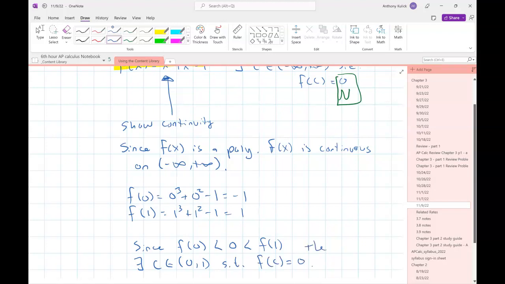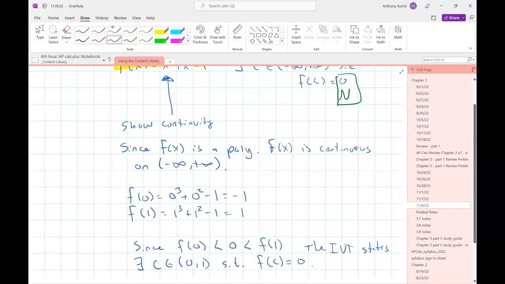I guess I should say the IVT states there exists a C on 0, 1, such that f of C is equal to 0. So all you're doing is showing the existence of some x that gives you a specific y. Right? It doesn't tell you what the x is. Can't help you do that, but it can show you that there has to be one. Right?